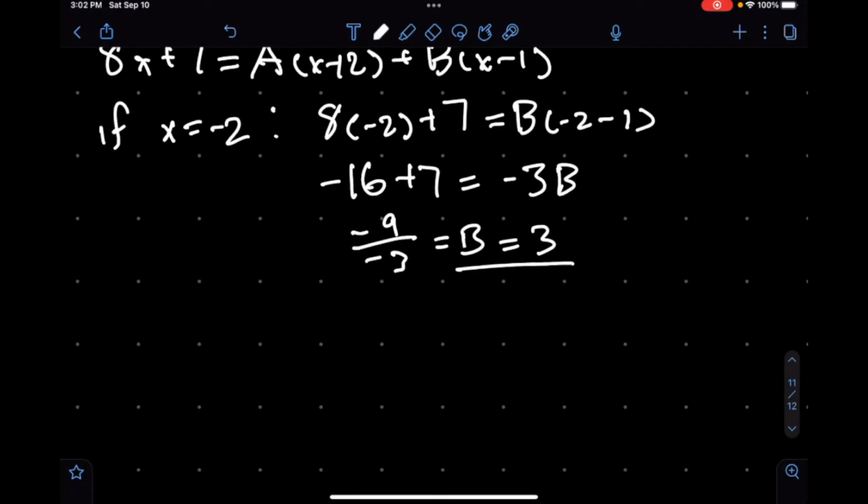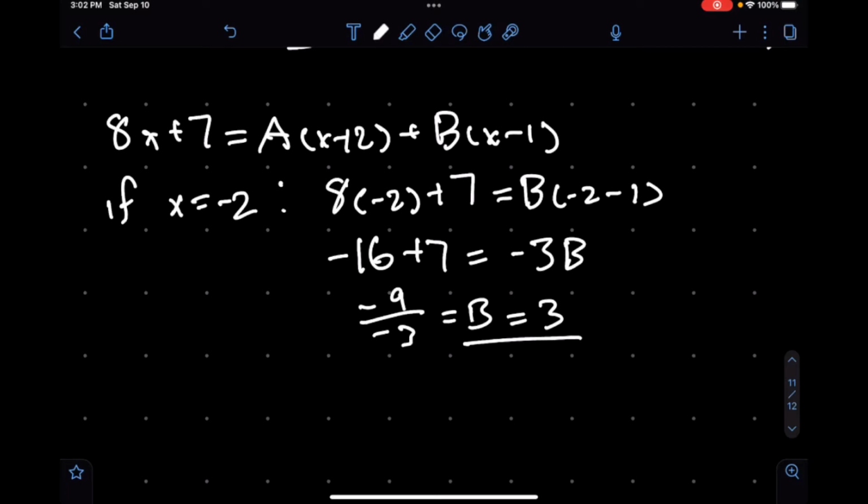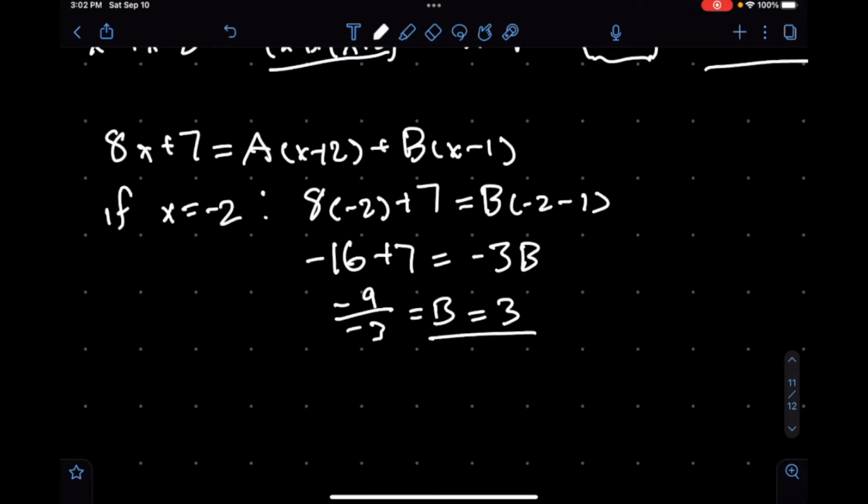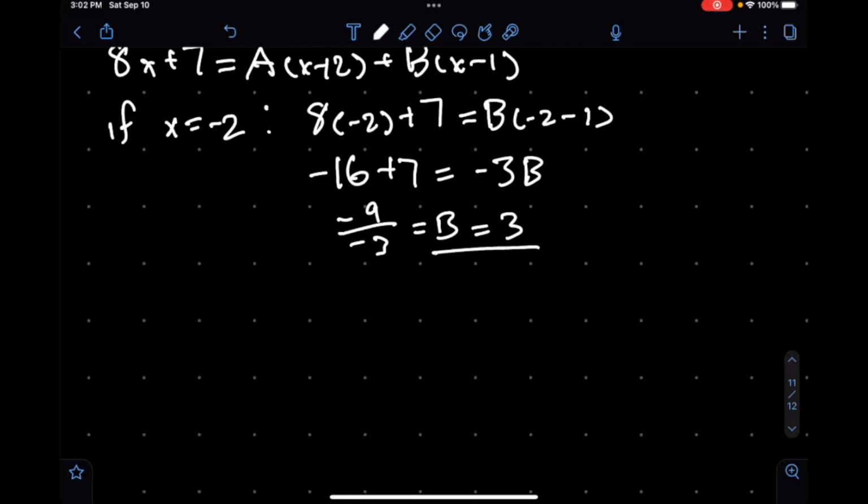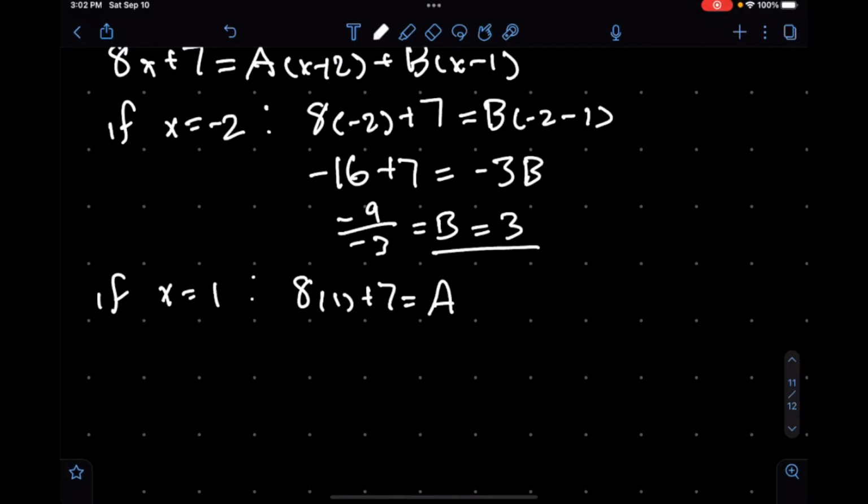Now we just have to do the same for a. We know that the x minus 1 term cancels out to 0 if x is equal to 1. So we can plug in x equal to 1, and if we do that, we get 8 times 1 plus 7 is equal to a times 1 plus 2. We get 15 is equal to 3a.